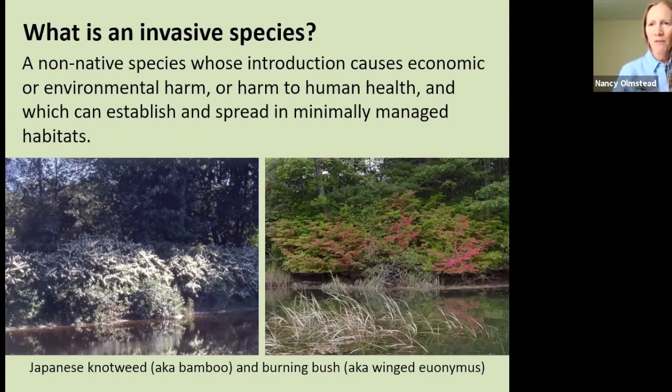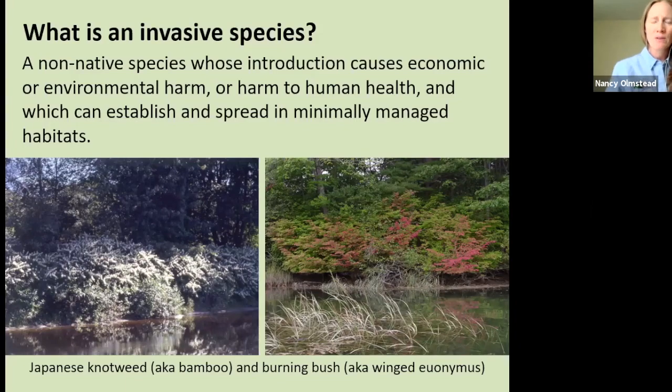So that's a paraphrase of a federal definition, and I consider it sort of a working definition that focuses on the fact that the species is non-native, so it didn't exist here prior to European colonization. It causes harm, and it can establish and spread in minimally managed habitats or natural areas. So these are plants which are beyond weedy. They're not just on the side of the road. They can also colonize our forests or our wetland habitats.